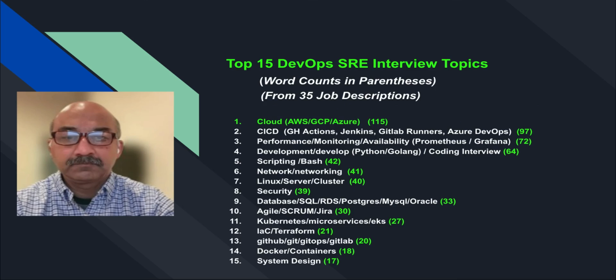I did some research and I came up with these 15 topics and I sorted them by importance, based on how many times these words showed up in the job descriptions for DevOps jobs. As you can see, cloud, CI/CD pipelines, performance, and coding are the top four or five. The ones at the bottom are not as important, but they are not negligible. You do have to learn something about containers and GitHub and Terraform and all that. But for sure, spend more time and energy on the first 5 or 6 topics.